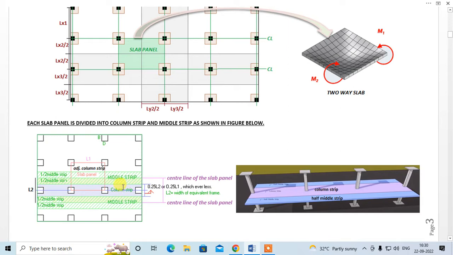Okay, so once you know the width of the column strip, L2 minus column strip divided by 2 will give you half middle strip and half middle strip, right? So this is the width of the column strip. This is L2. L2 minus column strip divided by 2 will give you the half middle strip and half middle strip, right? So this is how the equivalent frame, or you can say the slab beam member, is divided into three parts, that is, two half middle strips and one column strip, okay.